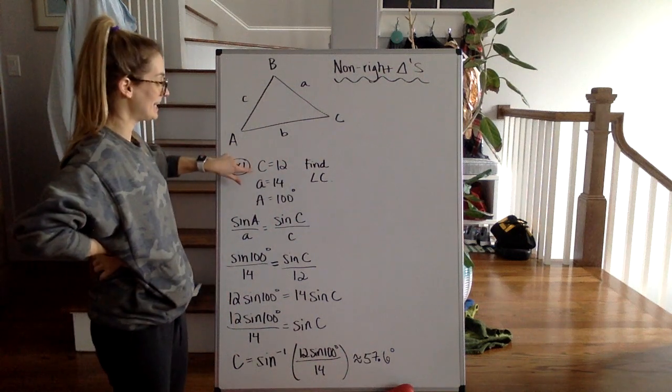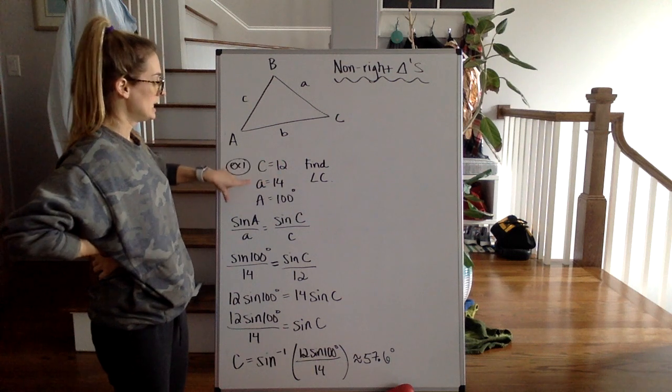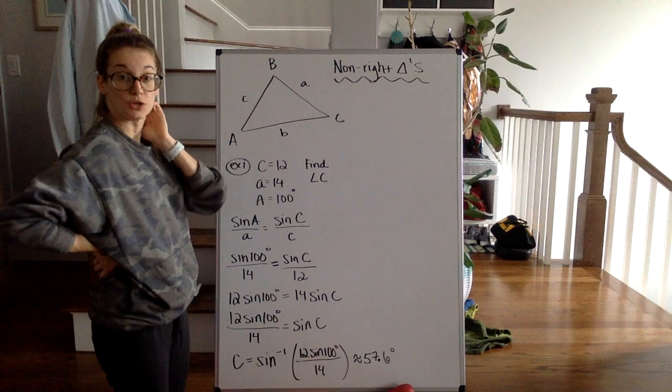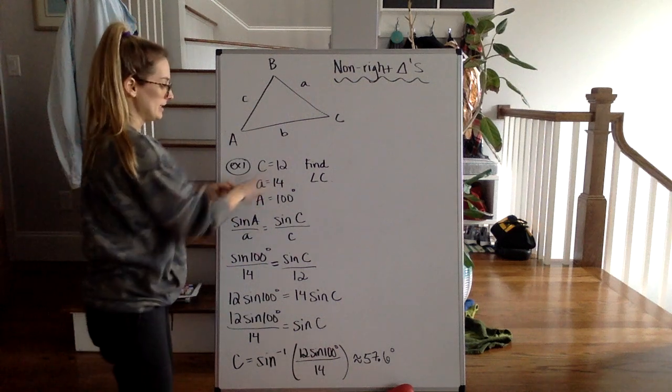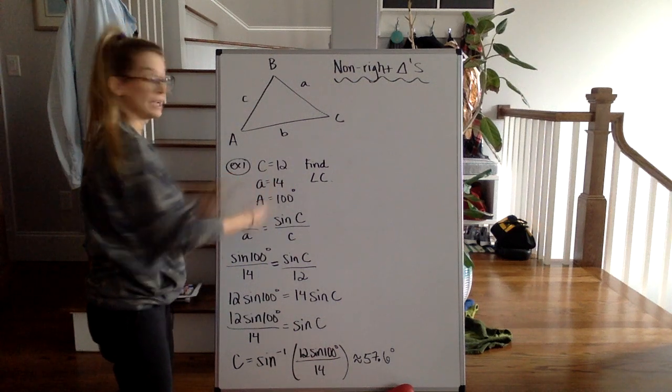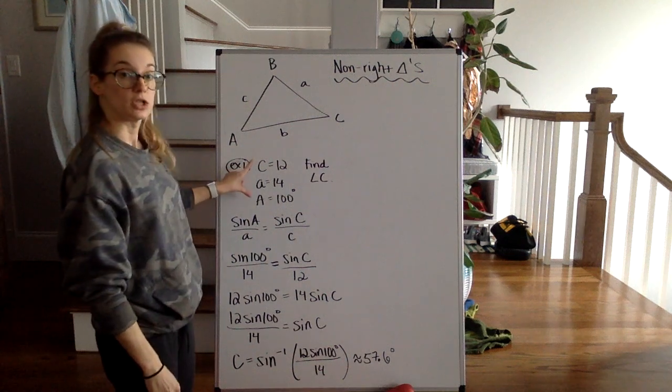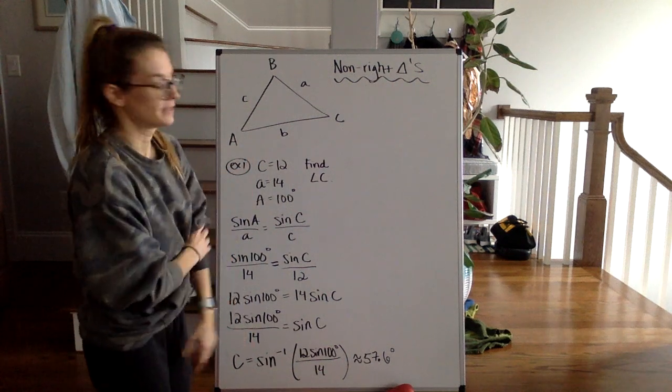So I'm given side length C is 12, side length A is 14, angle A is 100 degrees. Right here, I see that angle A and side length A, I have two matching letters of information, 3 pieces of information total. This is a candidate for law of sines.